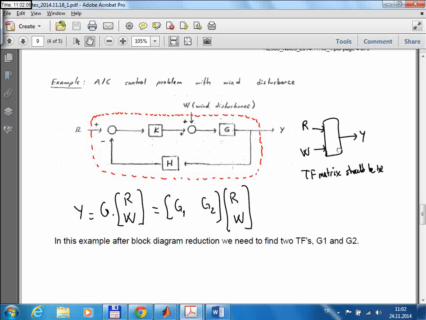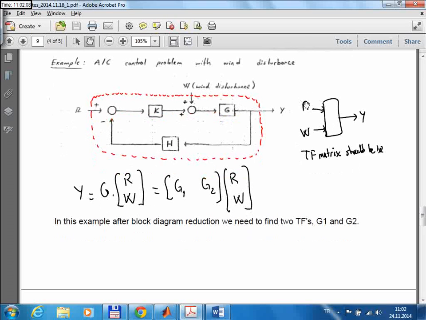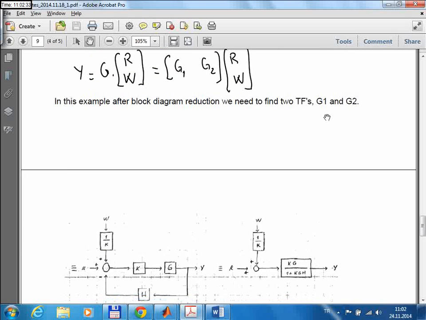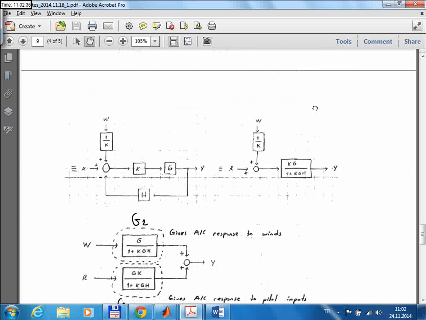So, for example, here there are two inputs, R and W, with one output, Y. To find the transfer function from this input to the output, you need to assume W is zero. Or to find the transfer function from here to here, you need to assume the other input is zero. So since there are two inputs and one output, for this case there are two transfer functions, and these are the transfer functions for G1 and G2. So that's how you can calculate.